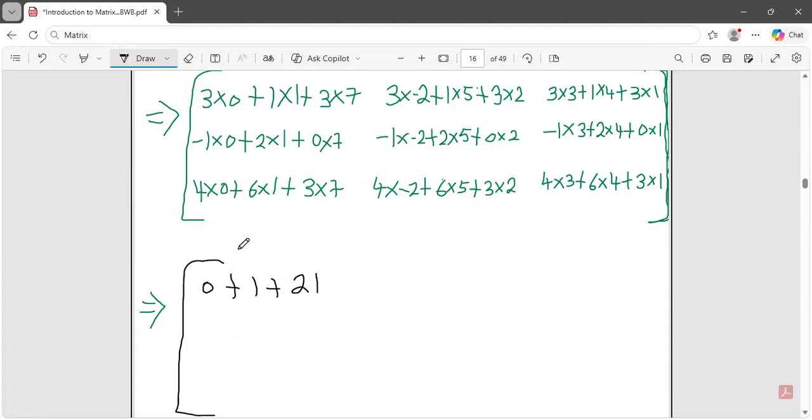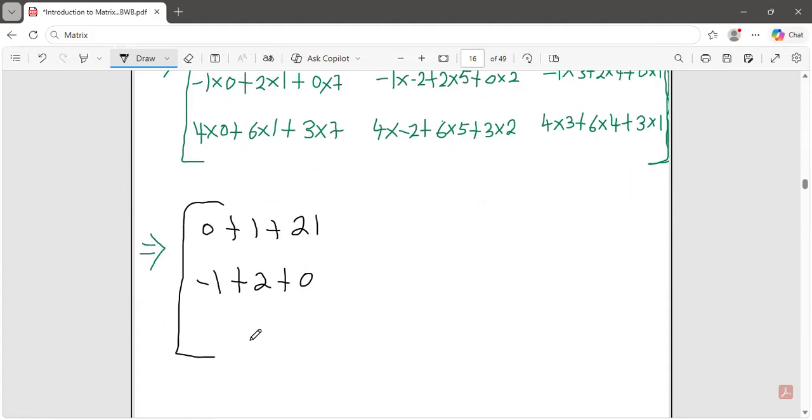As simple as ABC. Let's do it row by row. So negative 1 times 0 is still what? Negative 1. Then I bring my plus. 2 times 1 is still going to give us what? 2. Yes. Plus what? 0 times 7 is still 0. Any number times 0 is still 0. Very good. And also, 4 times 0 is going to give us 0, as we are seeing over here.